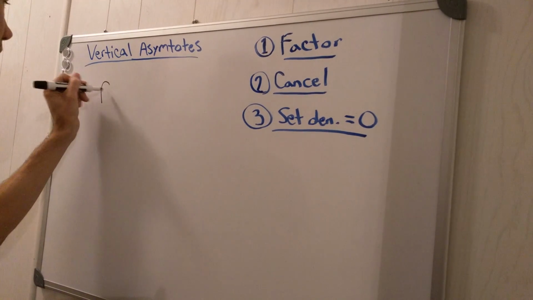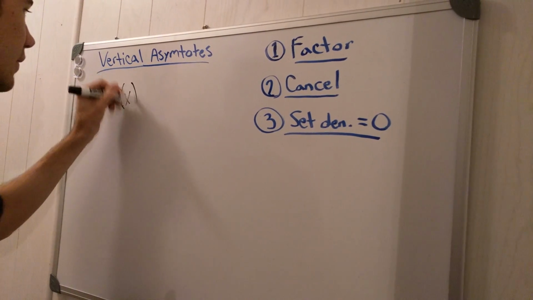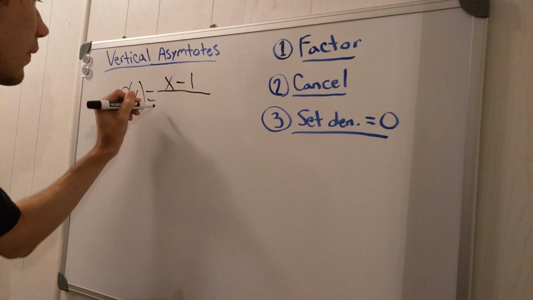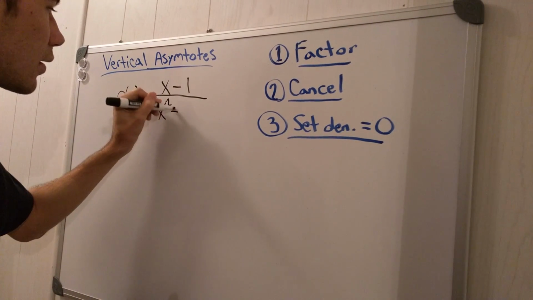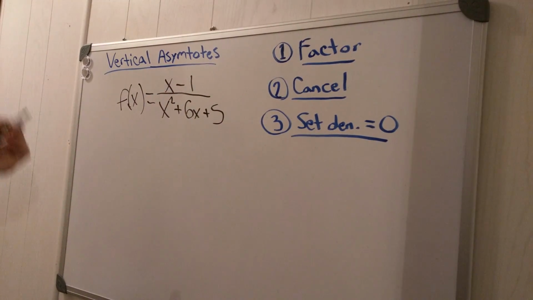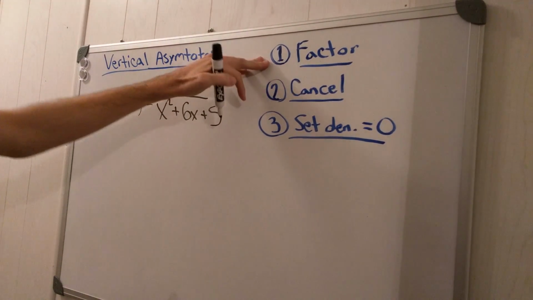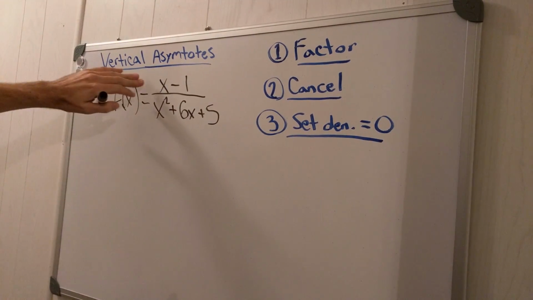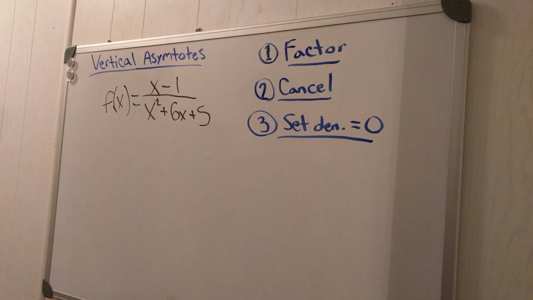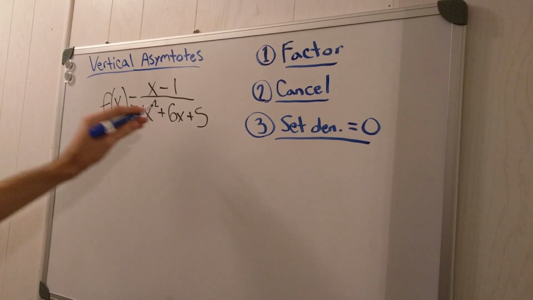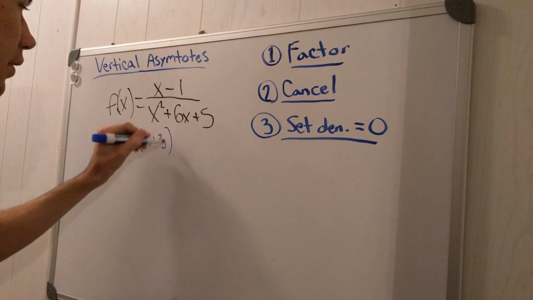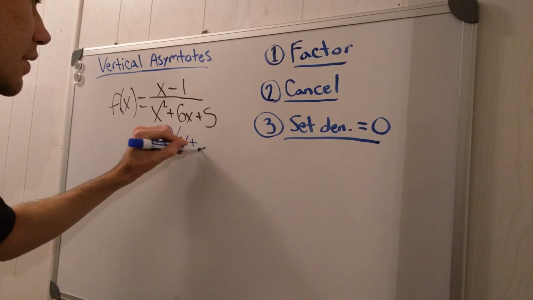So if we have f of x equals x minus 1 over x squared plus 6x plus 5, now we're going to go to the first step and factor. We can't factor the numerator, but we can factor the denominator. If you factor x squared plus 6x plus 5, you get (x plus 3)(x plus 2).